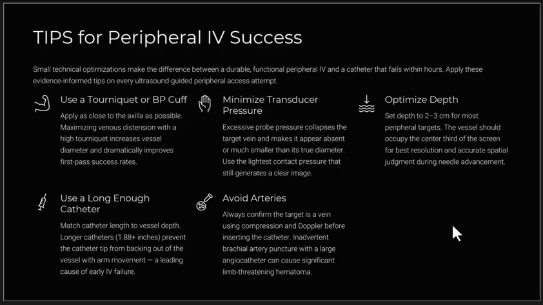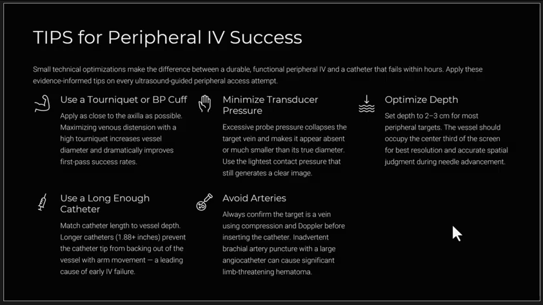So what are a few tips for successful peripheral IV placement? First of all, this is a common mistake I see. Don't forget to put on that tourniquet. That's really, really important. And put it up as close to the patient's axilla as possible. Using that tourniquet is going to allow you to maximize venous distension, and that's going to increase the blood vessel size. Having a larger blood vessel dramatically improves your chance of first pass success at this procedure.